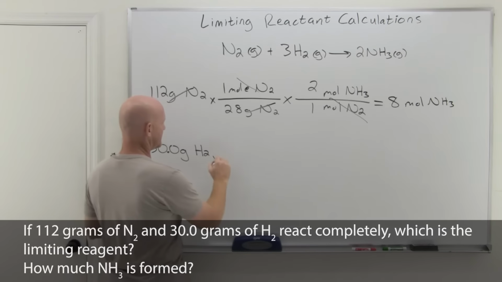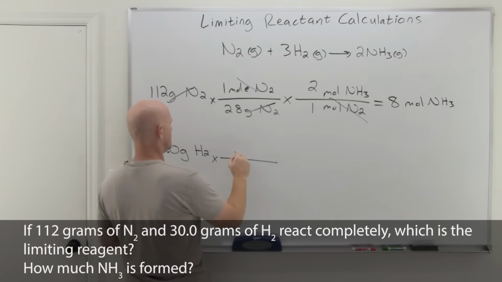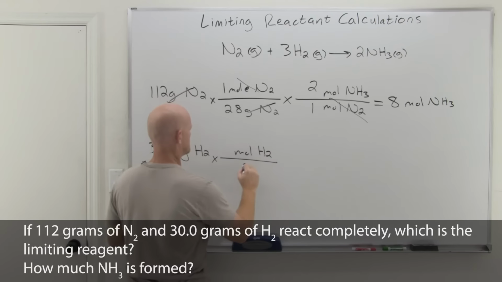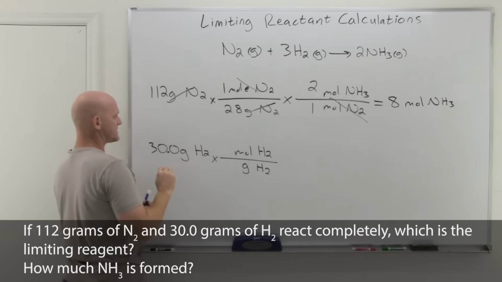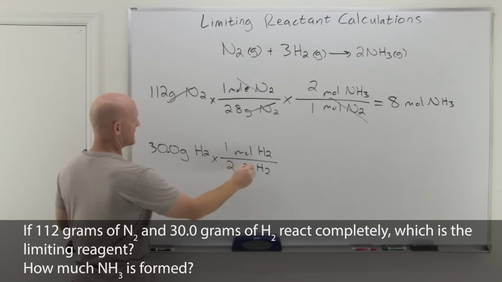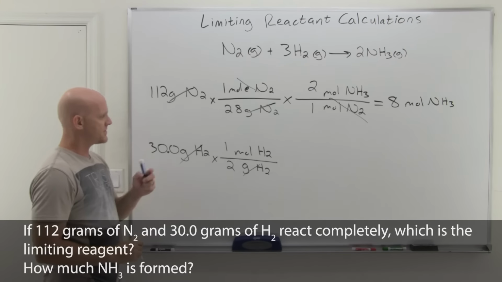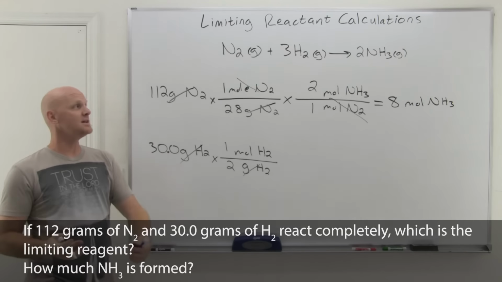Now, hydrogen's going to be a little easier on the math here, but again, we've got to convert this to moles first. And again, that's through molar mass. 1 mole of H2 weighs 2 grams. And so 30 grams is going to end up being 15 moles.